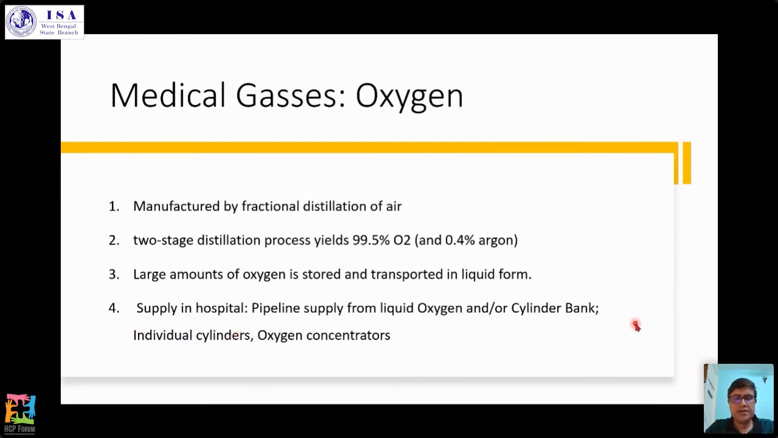We can also have individual cylinders, which are mostly used during, say, patient transport, transporting a patient between wards or to an ambulance. And often there would be fail-safe systems with a couple of big cylinders if both the liquid oxygen and the cylinder banks fail, because we have to have multiple fail-safes for supply of oxygen.